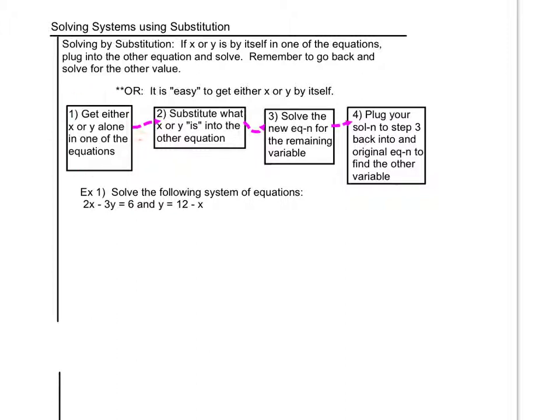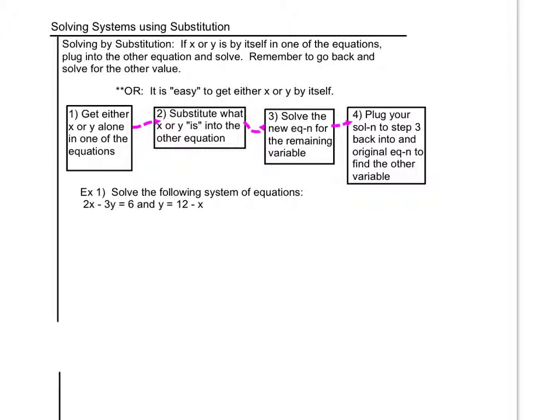We're going to start by getting x or y alone. By getting it alone, that means get either x equals something or y equals something, so it's alone on one side of the equal sign. Sometimes you can skip step 1 if you're starting with an x or y by itself. You'll take what y is and plug it in for y, or what x is and plug it in for x. So let me show you what I mean by this.